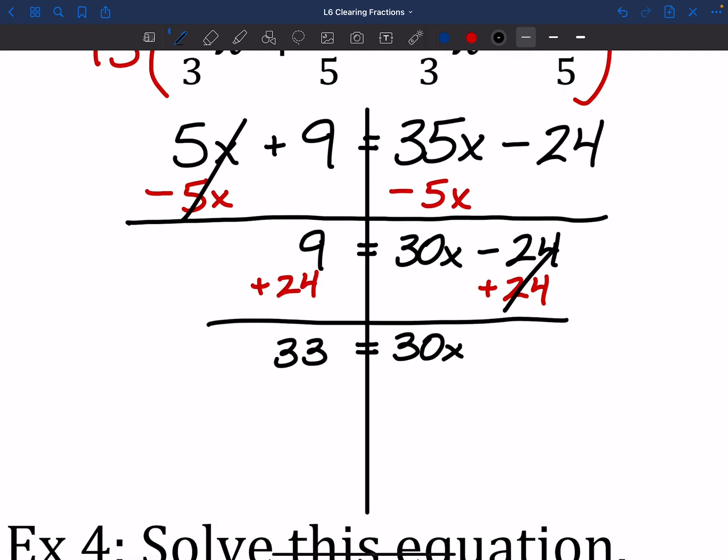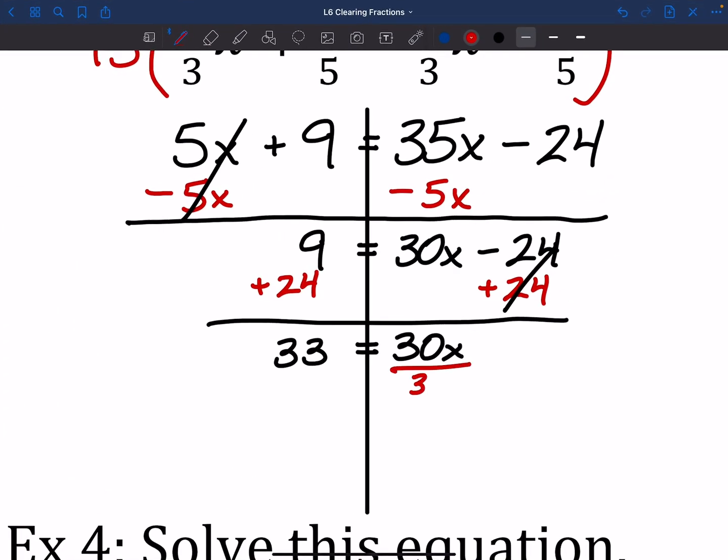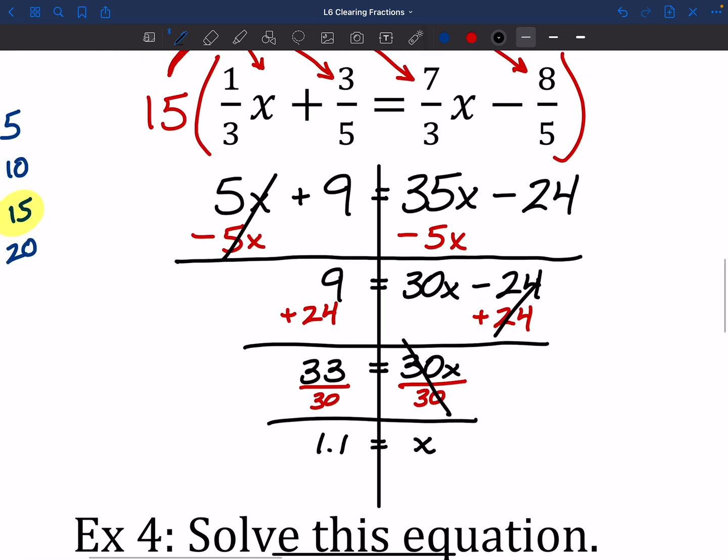So I'm just going to zoom in there and give you guys a second to catch up if you need it. After this, we're going to divide everything by 30 to get rid of that coefficient, right? So when we divide everything by 30, those are gone. We get just an x. Over on the other side, 33 divided by 30 is going to give us 1.1. Right? And that's all we need to get to.